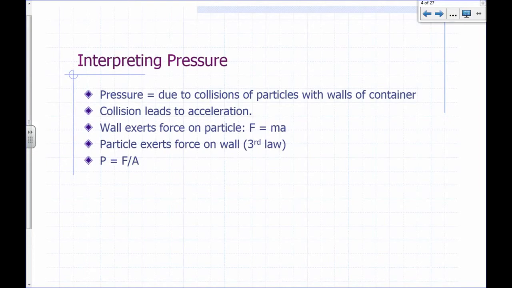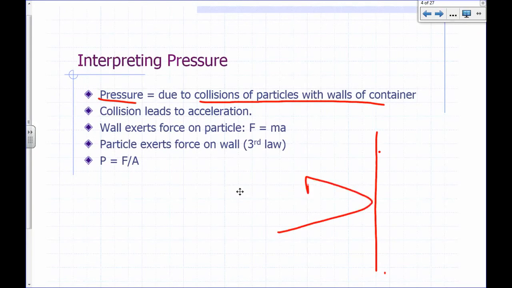All right. So how do we interpret the idea of pressure? Pressure of a gas is due to collisions of particles with the walls of the container. So if this is the wall of your container, a collision of a particle with the wall would impart a force on it. If you recall, acceleration is a change in velocity. So if a molecule collides head-on with a wall, it's going forward, and then once it collides, it moves back in the opposite direction.